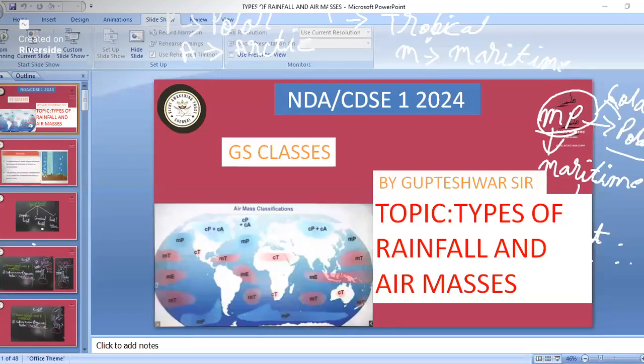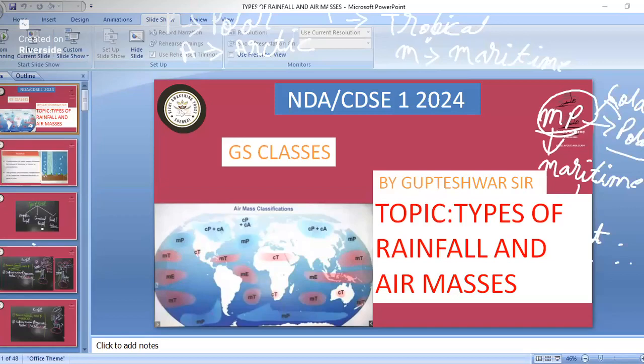Then continental Arctic. So continental Arctic is what? In those parts it will be cold only, and it will be dry. It means all those particles, water droplets, everything will be ice, so it will be dry. So here we have the cold dry.